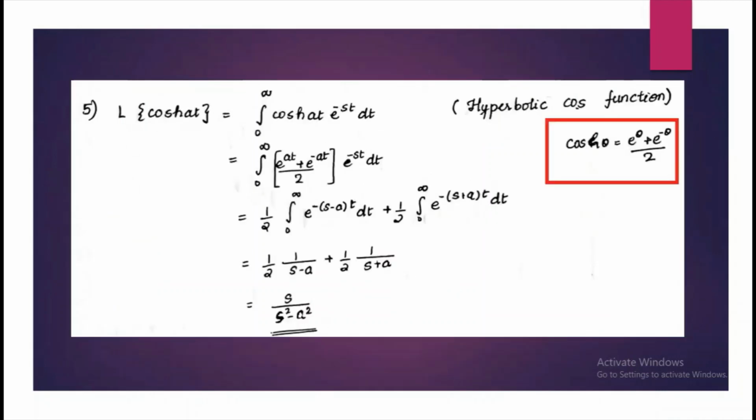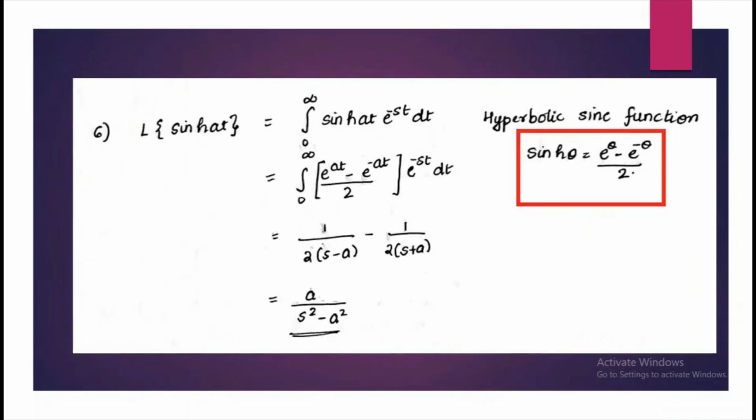Next, to find the Laplace transform of the hyperbolic cos function, that is cosh at, we can write it as e raised to at plus e raised to minus at divided by 2. Again, the 2 can be taken outside, and let's open the bracket, integrate, and finally we'll get the answer as s by s squared minus a squared.